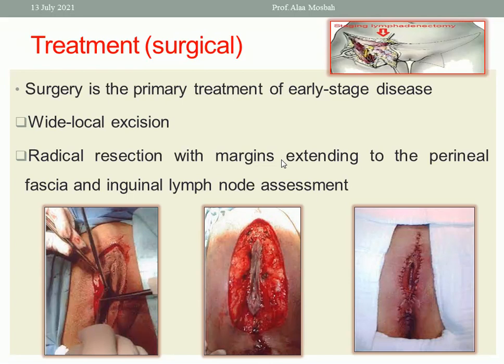As you see in this picture, this is while doing the incision of the vulvar area, the safe margin, then repair here as you see. And the upper picture is showing you the groin dissection on one side.